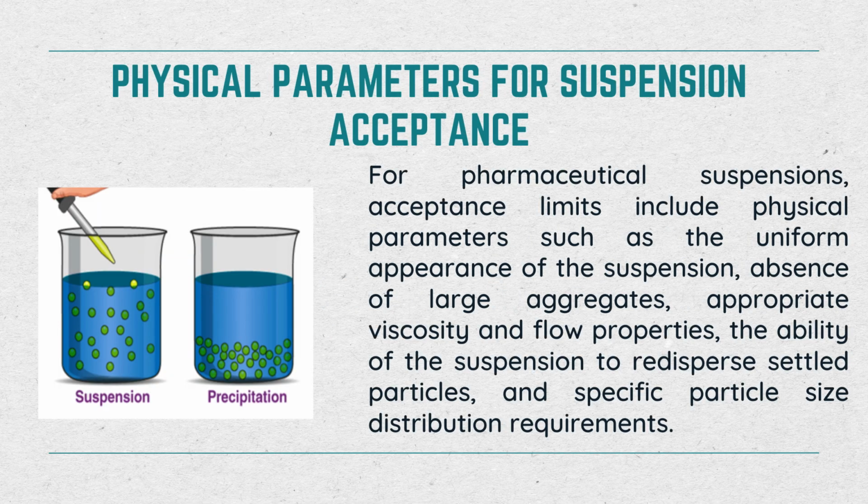Physical parameters for suspension acceptance. For pharmaceutical suspensions, acceptance limits include physical parameters such as the uniform appearance of the suspension, absence of large aggregates, appropriate viscosity and flow properties, the ability of the suspension to redisperse settled particles, and specific particle size distribution requirements.